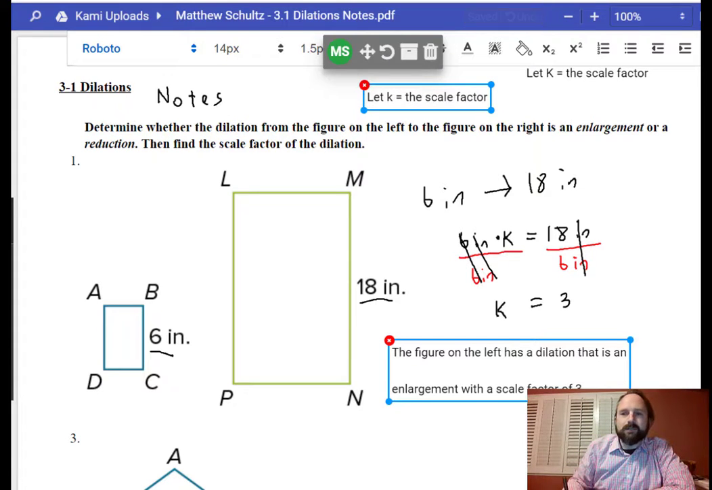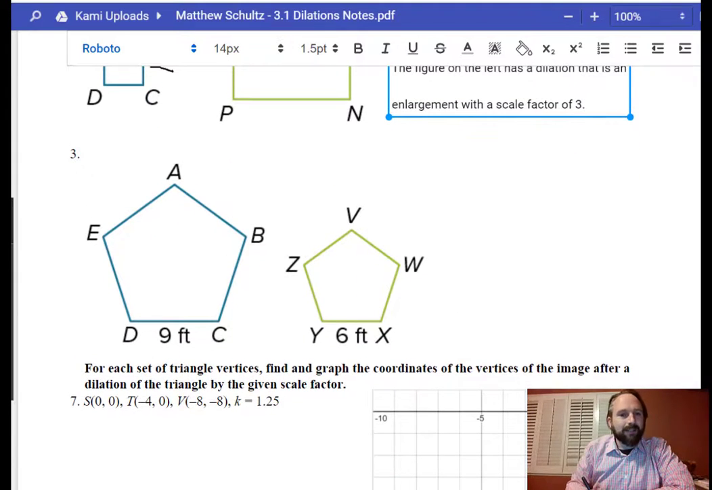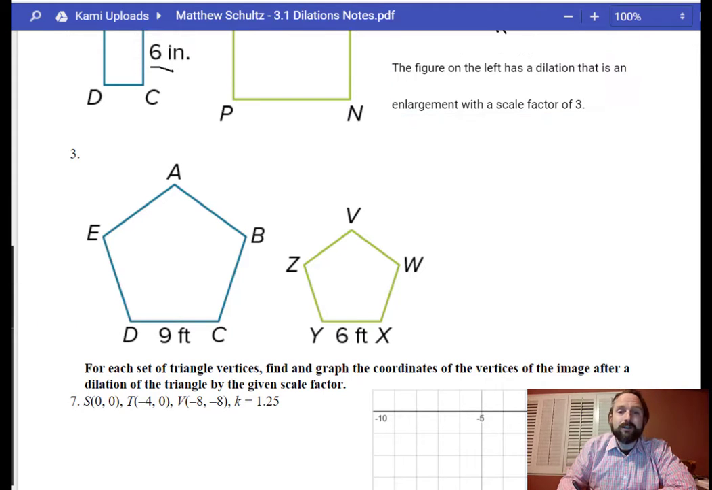All right, let's go on to the next one. Let's do another one just to work it out. We're going left to right. Now remember, we don't care if it looks bigger or smaller. We care about the numbers because somebody could have drawn it wrong. So let's write out our equation. It's going to go from 9 feet times k to 6 feet.